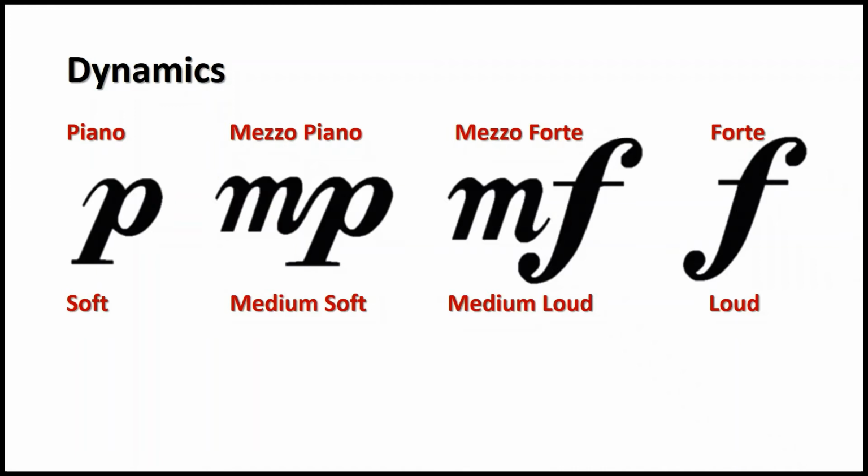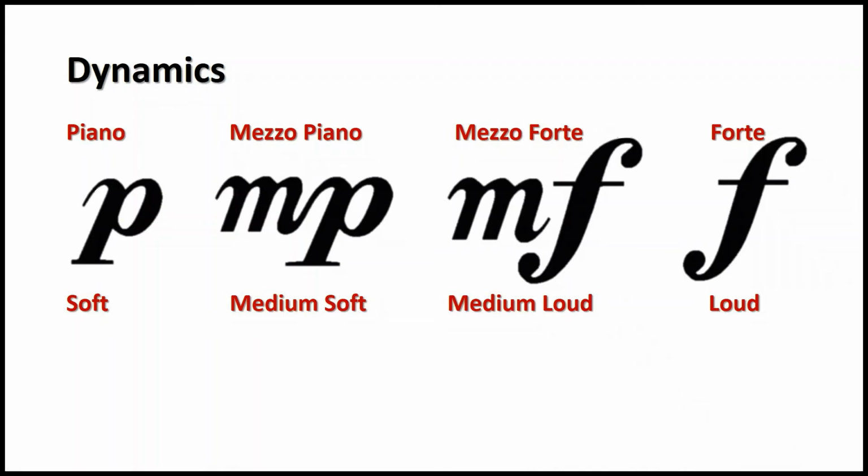You see the M that happens before each of those. In Italian, that is for mezzo, and that means medium. So the first sound, piano, is soft. Mezzo piano would be medium soft. The next sound is mezzo forte, which is medium loud. And the very last one is just forte, and that's loud.